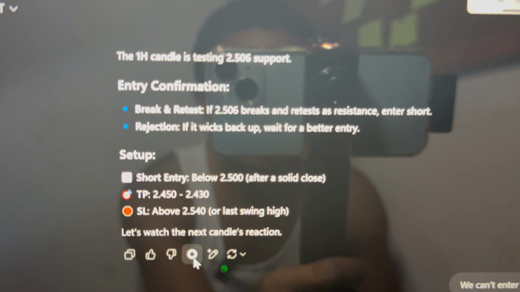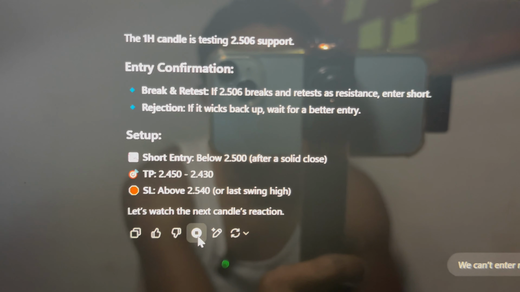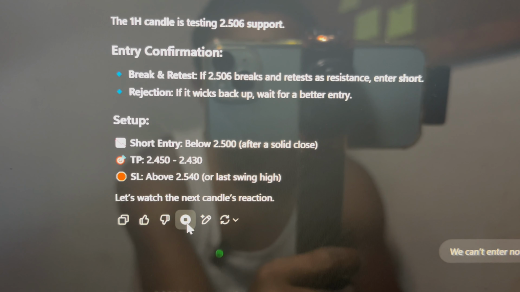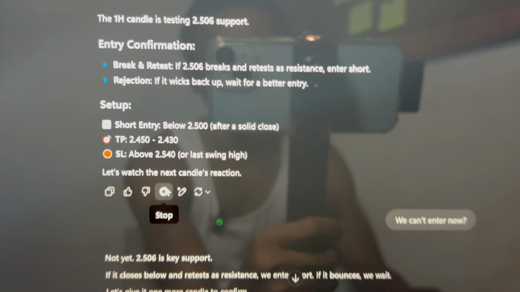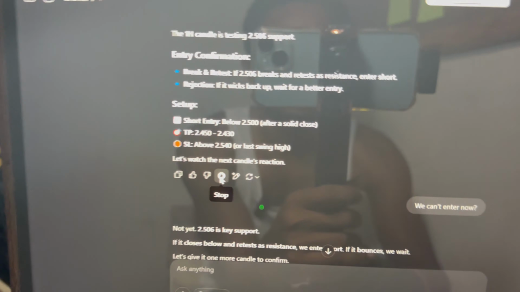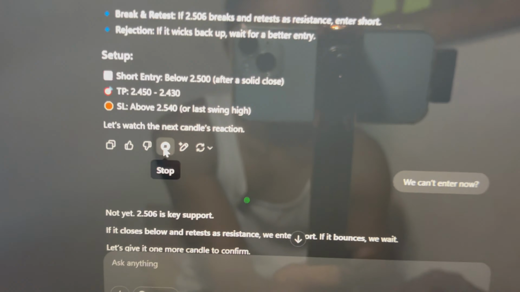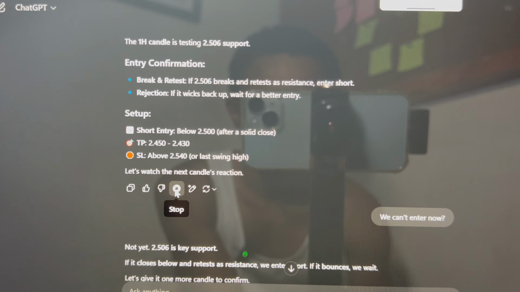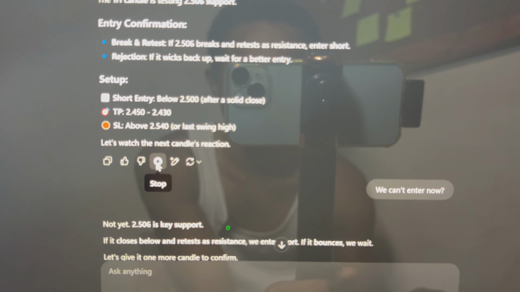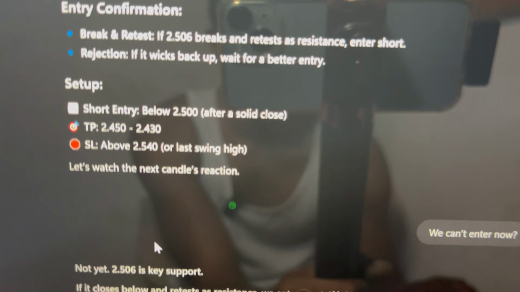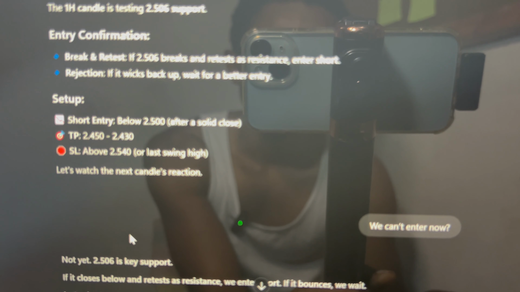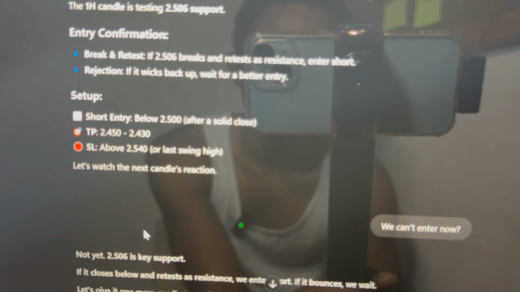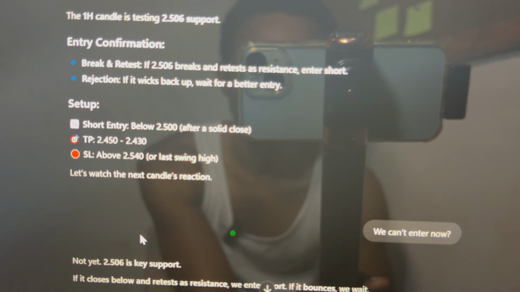The 1H candle is testing 2.506 support. Wait for entry confirmation. Break and retest. If 2.506 breaks and retests as resistance, enter short. Rejection: if it wicks back up, wait for a better entry. Setup: short entry below 2.500 after a solid close. TP 2.450, 2.43. SL above 2.540 or last swing high. Let's watch the next candle's reaction.